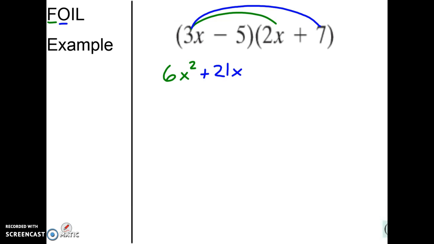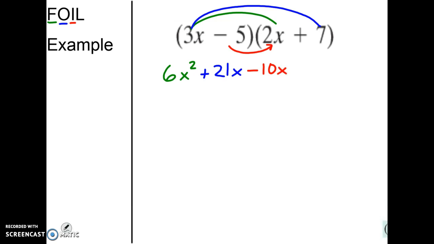The inside we're going to do in red. Okay, the inside we're gonna do that in the bottom here. So that would be negative 5 times 2x. Well, negative 5 times 2 is negative 10. So we're going to do a minus 10x right here.